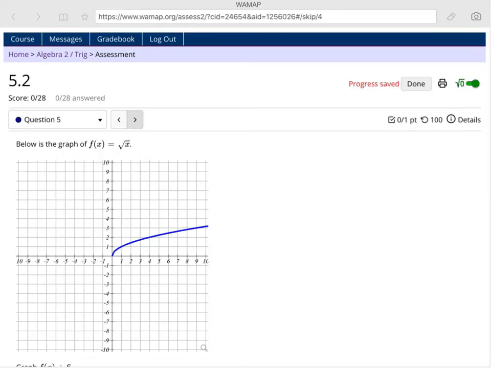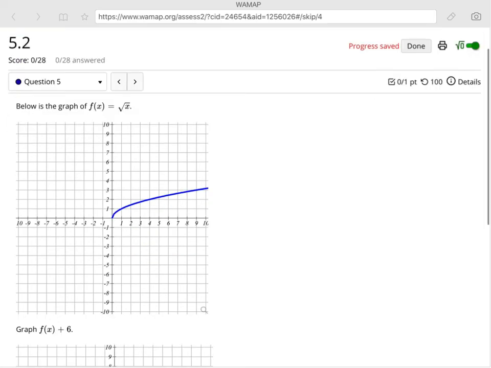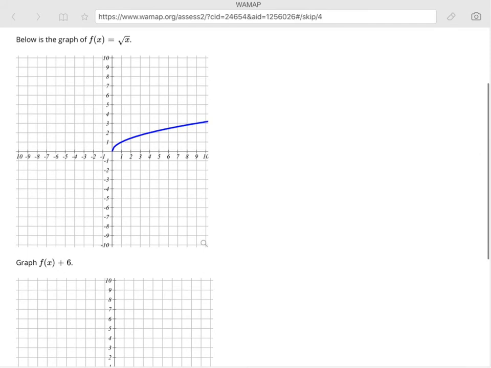And then I head on to my number 5, and this time it's square root that we're going to be dealing with. You see the square root equation is given at the top, and then it shows us what the square root graph looks like. Okay, great. And then it tells us that we're going to be graphing f of x plus 6. Notice that the plus 6 is at the end. It's not inside the parentheses with the x, which means that it is moving it up and down.